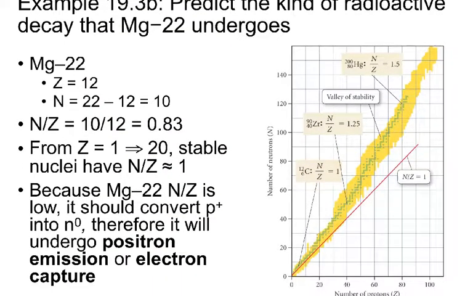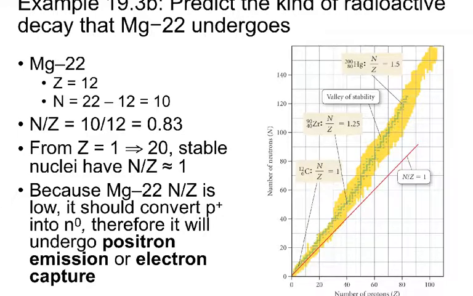Okay, so using this valley of stability, we can predict things. So predict the kind of radioactive decay that magnesium-22 undergoes. Well, magnesium's element number 12. So 12 protons. We can take the atomic mass, subtract the protons, and get the number of neutrons. Then if we take our neutrons divided by our protons, we get 0.83.